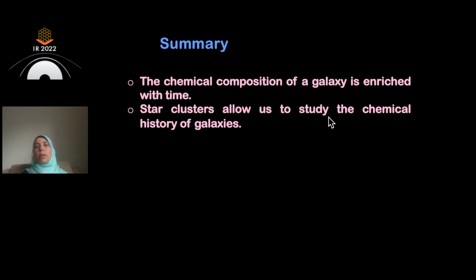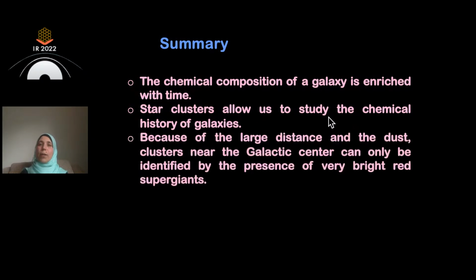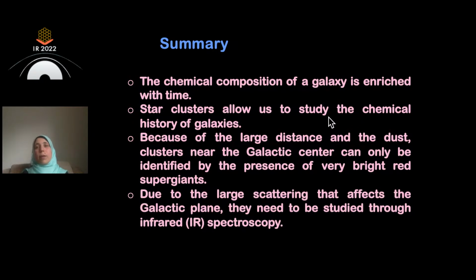Star clusters allow us to study the chemical history of galaxies. So those are important tools. In addition to being very nice objects, they are allowing us to study the chemical history of galaxies. And because of the large distance and the dust between us and the central region of the Milky Way, if we want to study star clusters, we need to study them by means of red supergiants, because those are the bright stars that we can observe from here. And then because of the scattering that's happening due to the dust between us and the center of the galaxy, we need to rely on infrared spectroscopy to be able to obtain information about these star clusters.